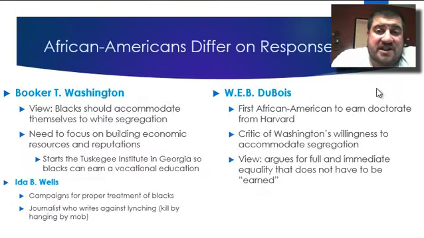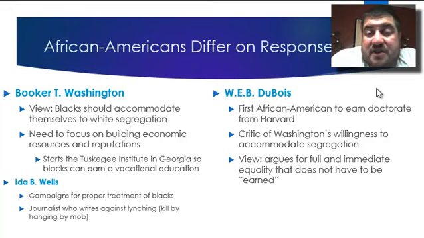Well, African Americans differ on how they think we should respond. Basically, it's Booker T. Washington versus W.E.B. Du Bois, or Webb Du Bois. Booker T's view is that blacks should accommodate themselves to white segregation. Segregation isn't going away. They're not going to just like us overnight. So we need to focus on building our economic resources and reputations as hardworking individuals and good members of society.